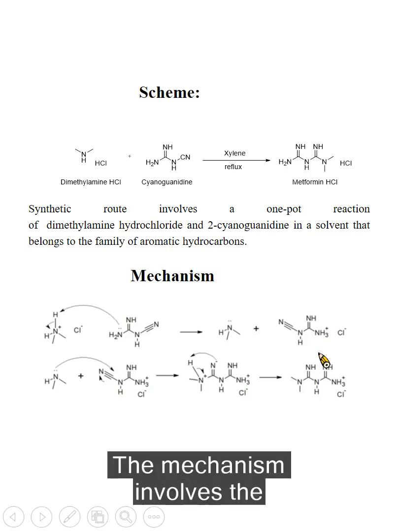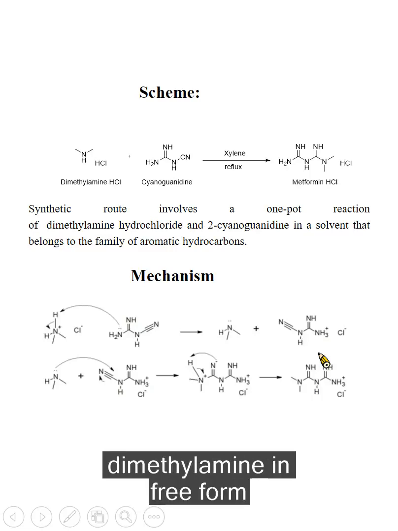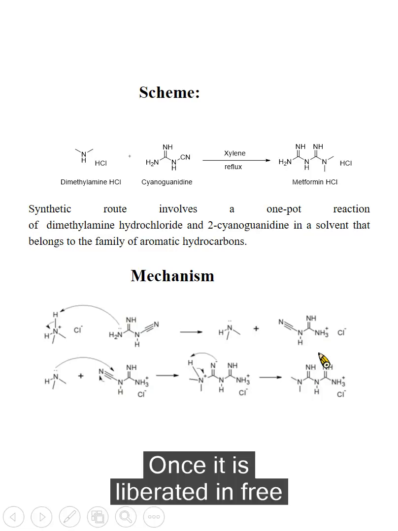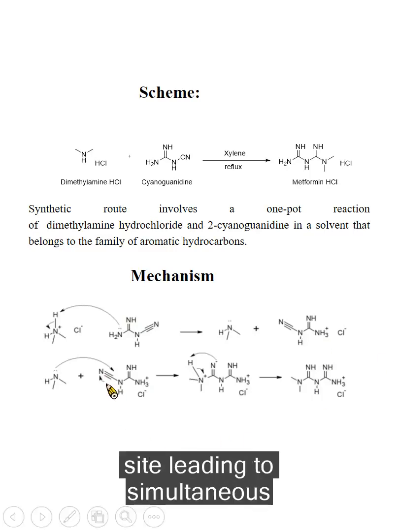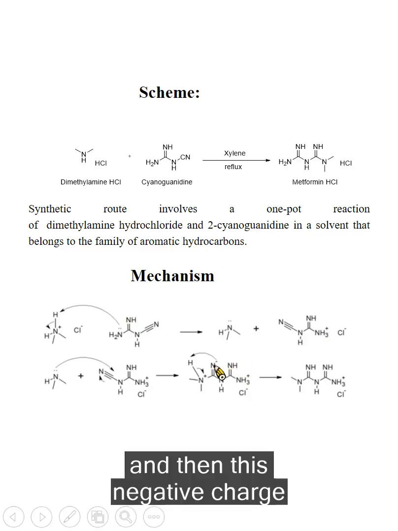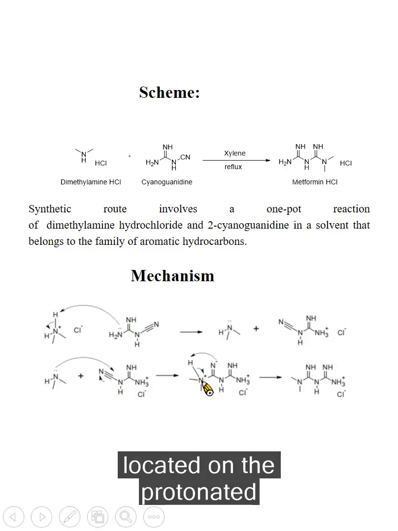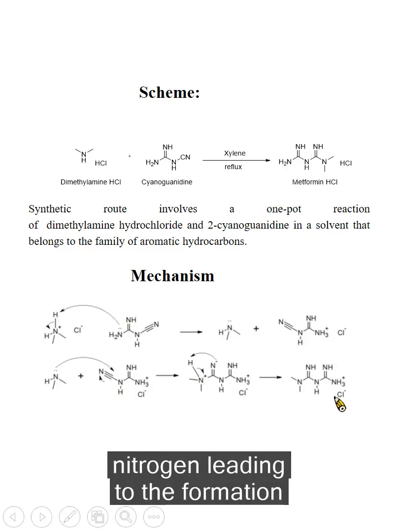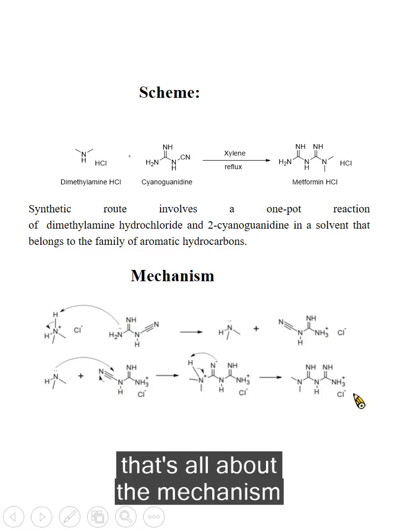The mechanism involves deprotonation of dimethylamine hydrochloride, which will liberate the dimethylamine in the free form. Once it is liberated in free form, it will attack the electrophilic site, leading to simultaneous movement of electrons. And then this negative charge will abstract a proton, the acidic proton that is located on the protonated nitrogen, leading to the formation of metformin hydrochloride. That's all about the mechanism.